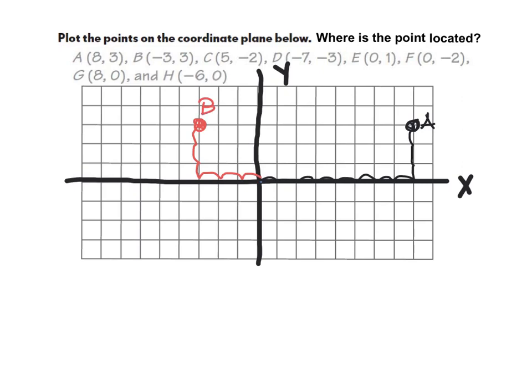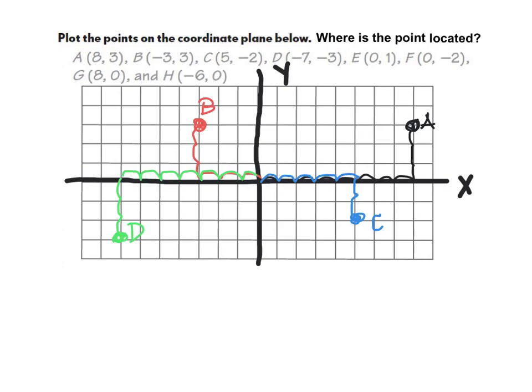Point C is at 5, -2, so 1, 2, 3, 4, 5, then down 1, 2. Point C is right down here in the fourth quadrant. And point D is at -7, -3, so -1, -2, -3, -4, -5, -6, -7, then down 1, 2, 3. Point D is right here in quadrant 3.